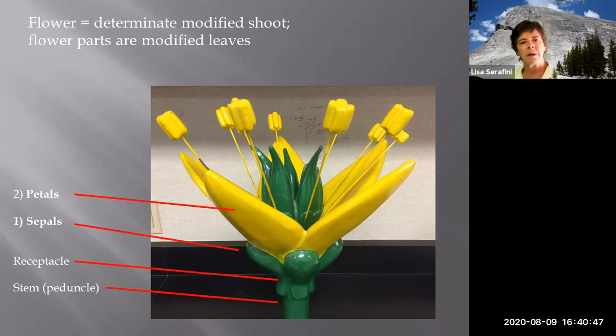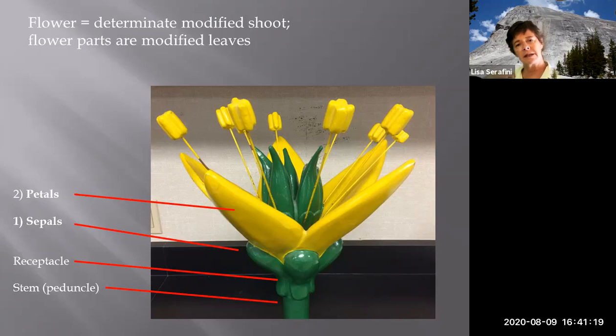Working from the lowest node, we have sepals. That's one of our four flower parts. Sepals being at the lowest node, they'll also envelope the flower when it's in bud. So they're outermost when the flower is in bud. So they at least have a protective function. They're not always green, as in this model. Sometimes they can be colored and showy and used to attract pollinators, but they're at least protective in the bud.